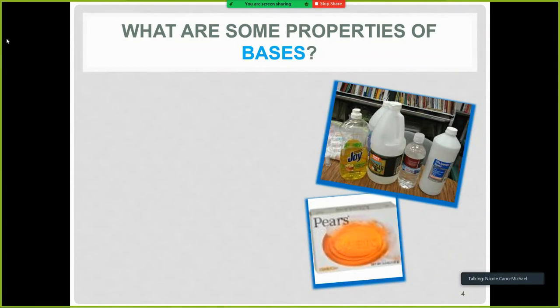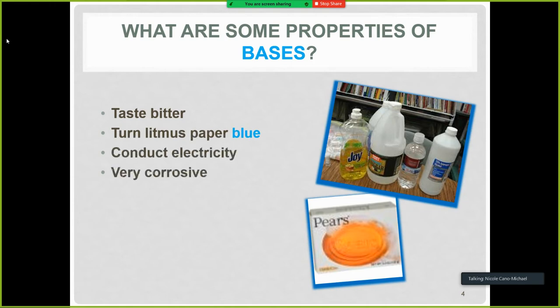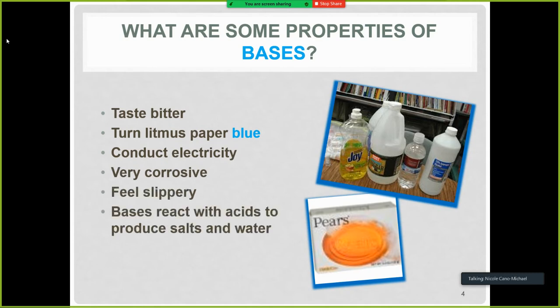All right, properties of bases. So this is question 2, numbers 1 through 6 in your note pack. So, properties of bases. If acids taste sour, bases taste bitter. Remember that litmus paper that we just talked about? It's just a little piece of paper that scientists can use to test for acids or bases. So litmus paper will turn blue in the presence of a base. Blue litmus paper stays blue, and red litmus paper turns blue. So if I had red litmus paper and I dip it into something and it comes out blue, I know that that thing is a base.